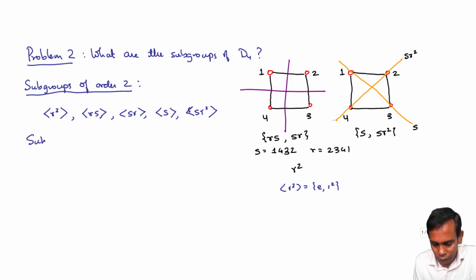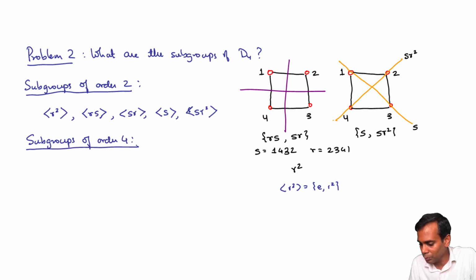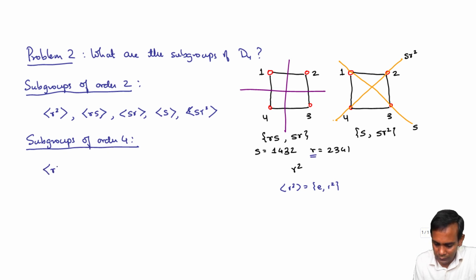What about subgroups of order 4? Well, we know that a group of order 4 is either cyclic of order 4, that means it's just generated by one element of order 4, or it's Z mod 2 cross Z mod 2. And so it's going to be generated by 2 elements of order 2 which commute with each other. And the only element of order 4 in D4 is the element R. So the subgroup of order 4 generated by R is isomorphic to Z mod 4Z.